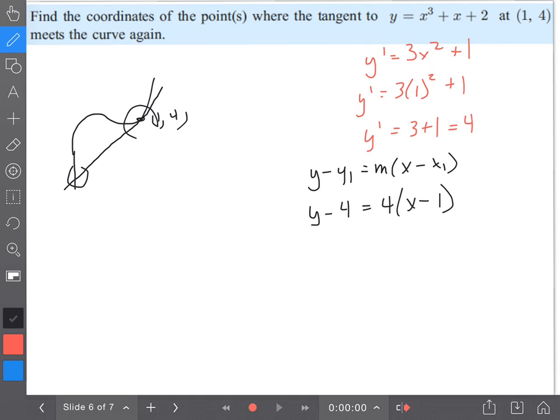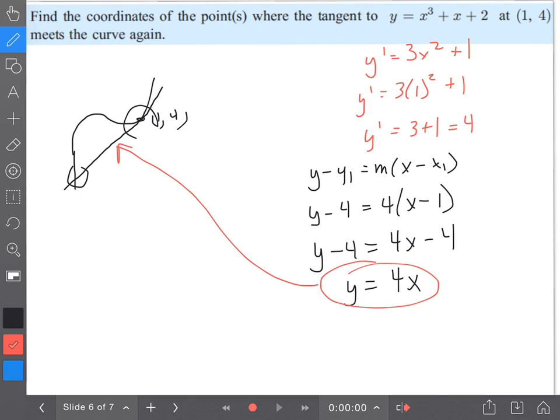This will be easier to work with if I do solve for y. So I'm going to go ahead and do y minus 4 equals distribute 4x minus 4, add the 4 to the other side, and end up with y equals, well, that's nice. They don't even give me a y-intercept. It's going to be 0. That'll be nice and easy when I have to do some solving later. So then I add the 4 to both sides, and all I got is that y equals 4x. So what this is now is this is the equation of that tangent line.